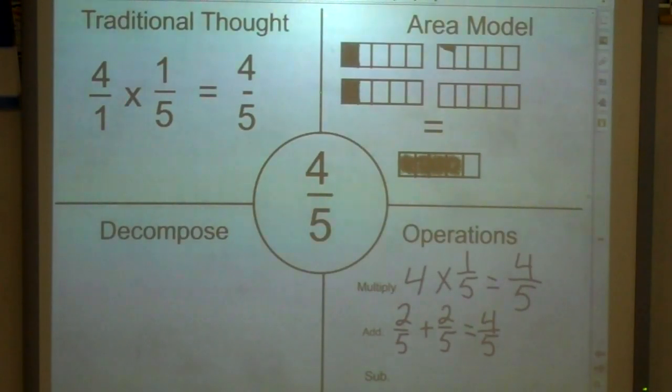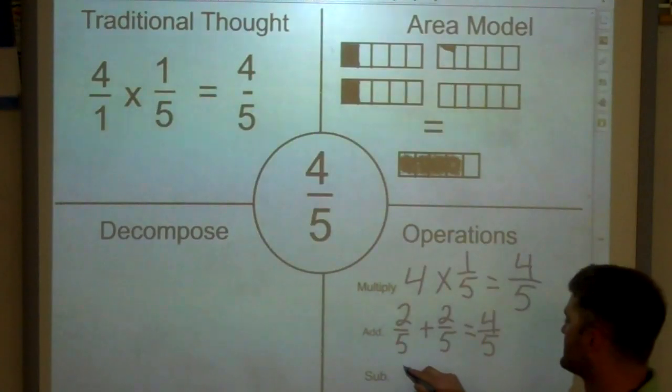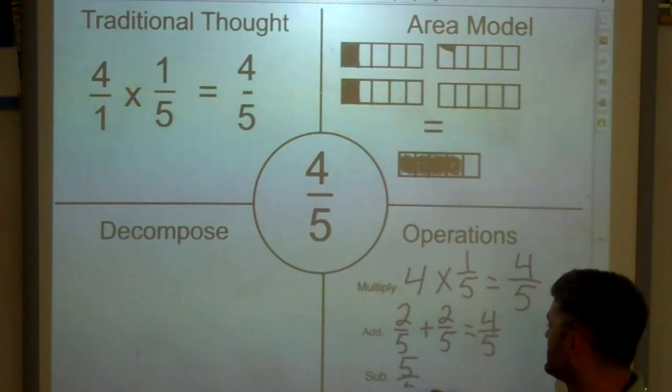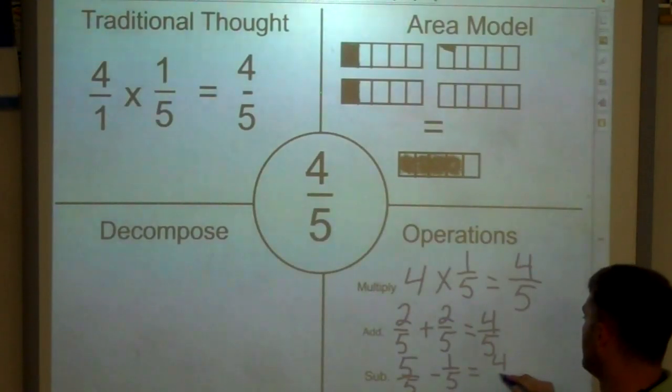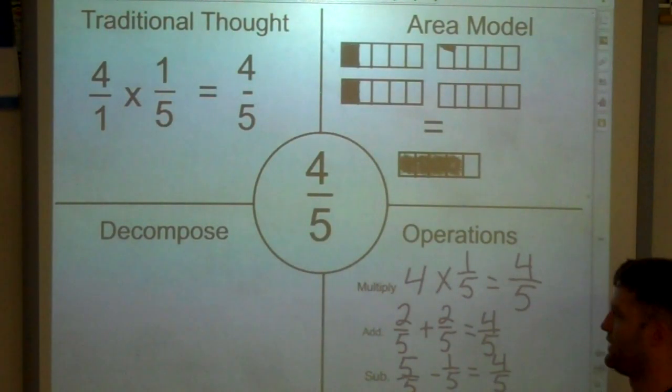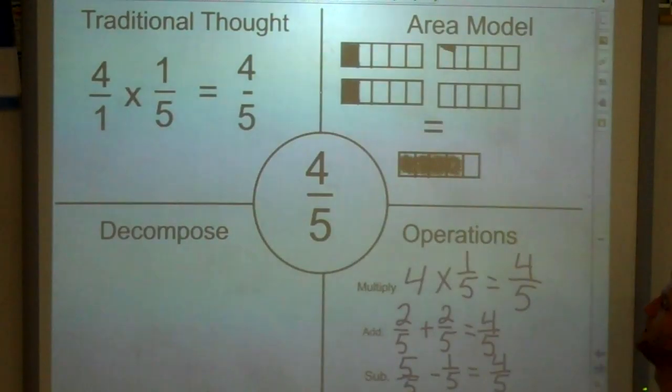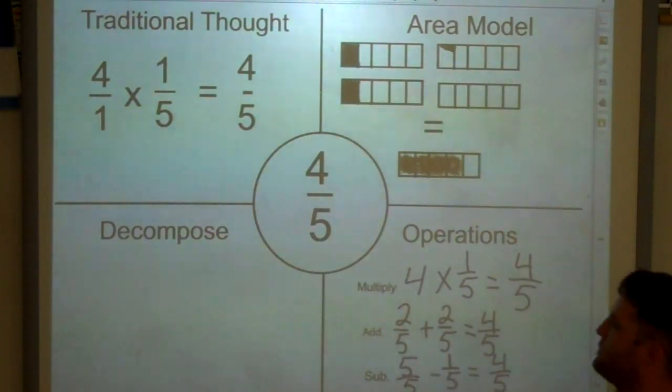I now am going to look at it from subtraction. So I could say 5/5 minus 1/5 equals 4/5. The very next one that we have is decompose.